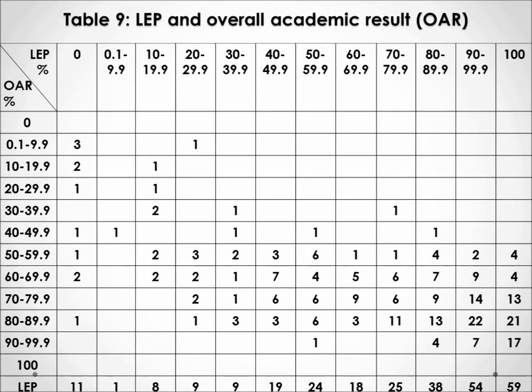The third question to be examined is Research Objective 3, the links between students' LEP participation and their overall academic result. As mentioned earlier, the 5 categories of the subject grade are fail, pass, credit, distinction, and high distinction. The summary of the links between LEP and OAR can be observed in Table 9. Out of the total of 275 students, the numbers receiving each grade are fail, 18, pass, 29, credit, 49, distinction, 66, and high distinction, 113.